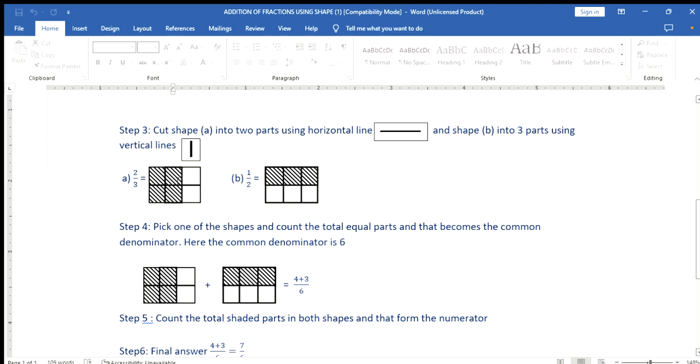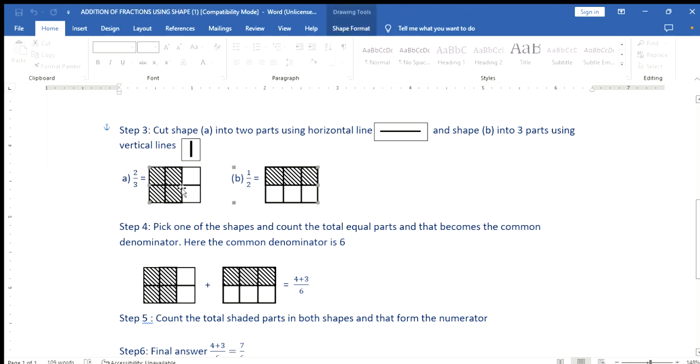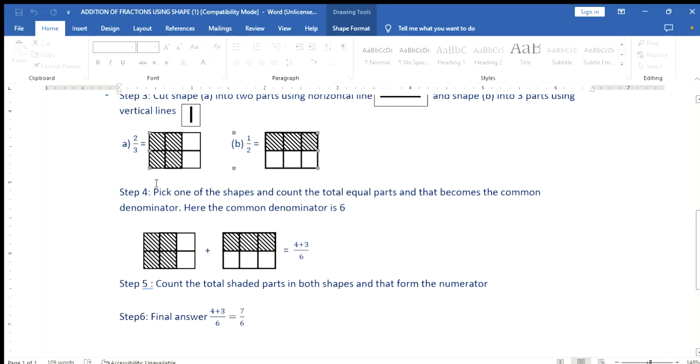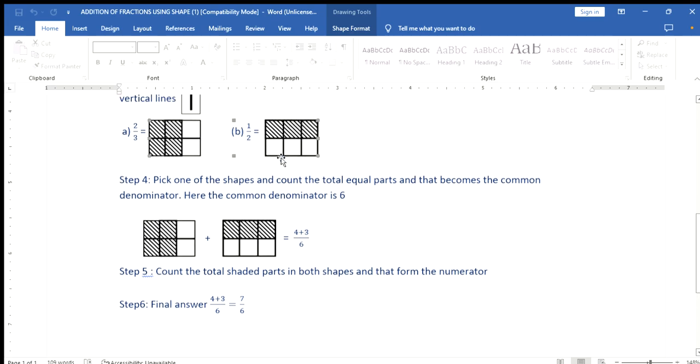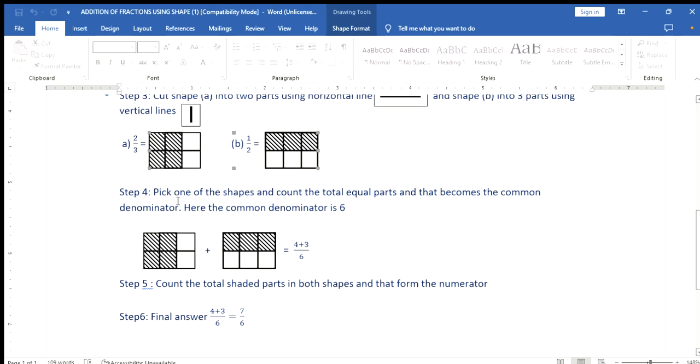The first thing for us to do to get our common denominator is to pick one of the shapes and count the total: 1, 2, 3, 4, 5, 6. That is our common denominator. The shapes are now made uniform. Then step 4: pick one of the shapes and count the total parts, and that becomes the common denominator. Here the common denominator is 6.